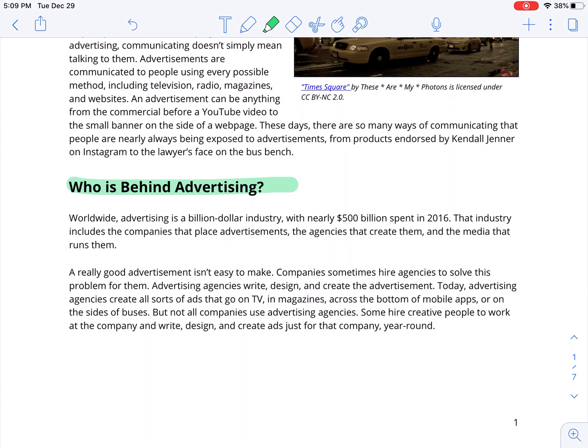A really good advertisement isn't easy to make. Companies sometimes hire agencies to solve this problem for them. Advertising agencies write, design, and create the advertisement.